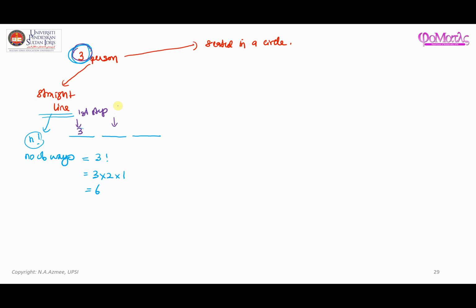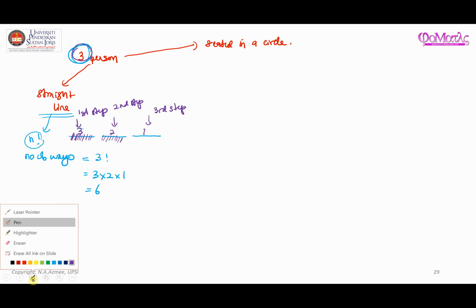Now, at the second step or second stage, you're going to choose the person that is going to be seated here. And since this space is already filled up, you have 2 options left. And then finally, here is at the last step, which is the third step, and you are going to just choose 1 person. There's only 1 person left because these spaces are already filled up. So you only have 1 option left.